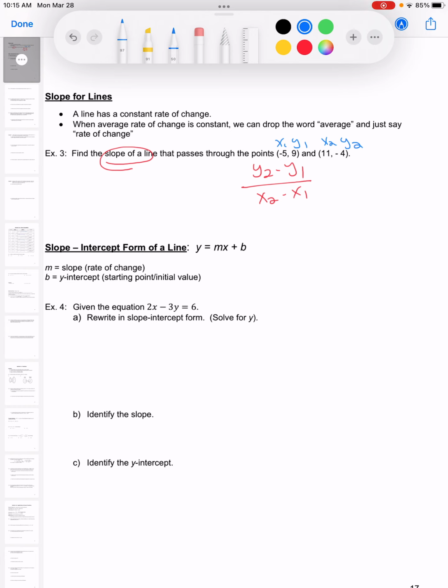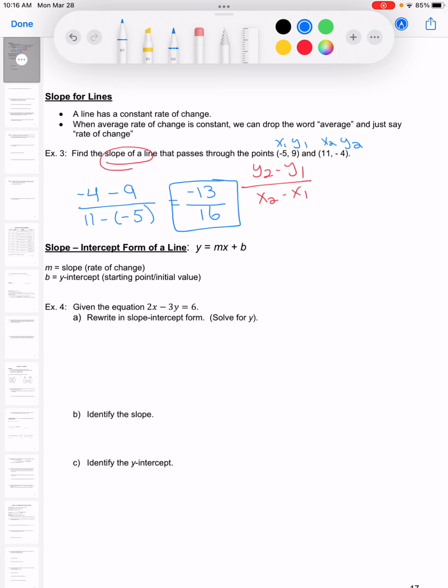I'm going to plug in my points into that equation. So I'm going to have negative 4 minus 9 over 11. Be careful of that negative, minus negative 5. I always think it's best to put negatives in parentheses like that negative 5. You could put the negative 4 in parentheses if that would help you as well. That's going to give me negative 13 over 16. 11 minus negative 5 is 11 plus 5. And you could just type in the numerator, type in the denominator, and get that nice fraction there. And that's it. That's all we were asked to do in that example.